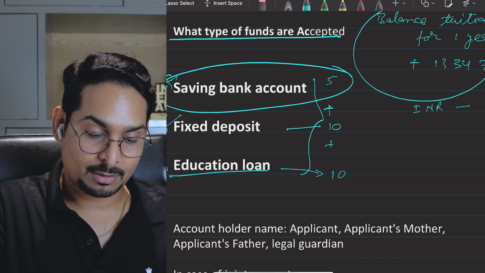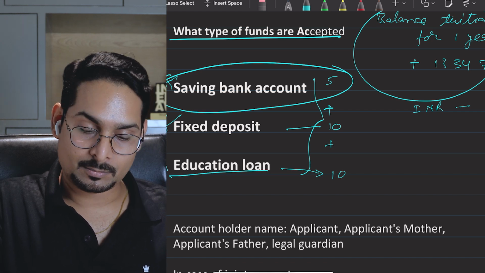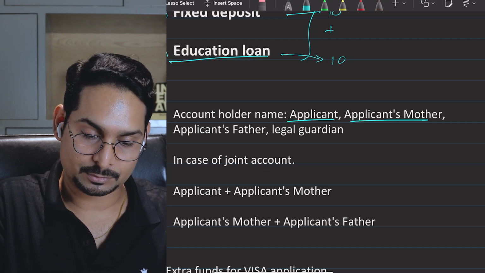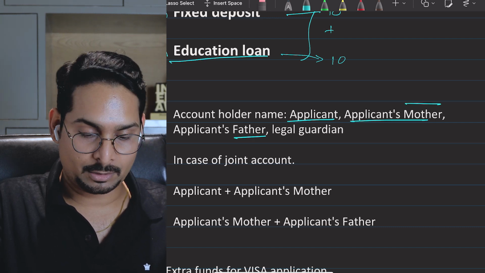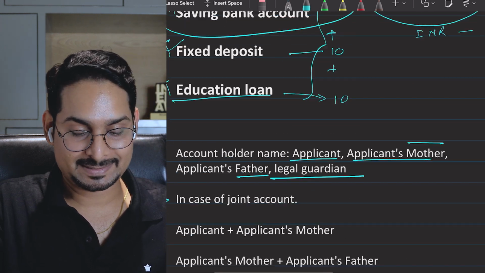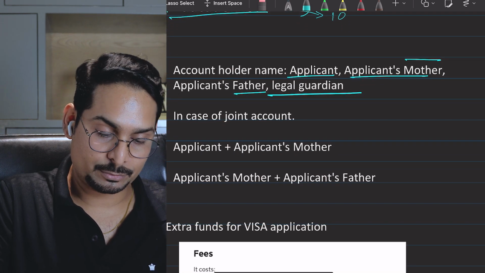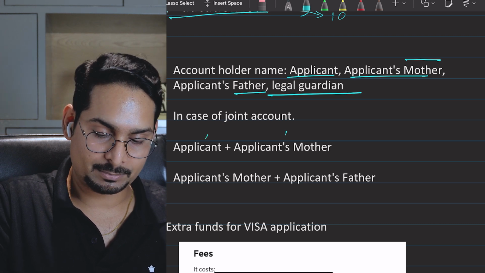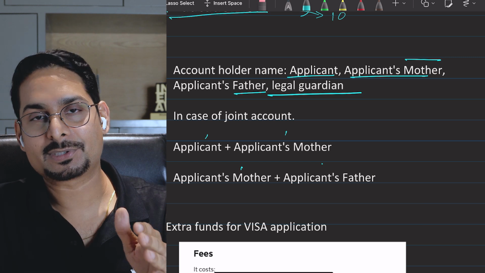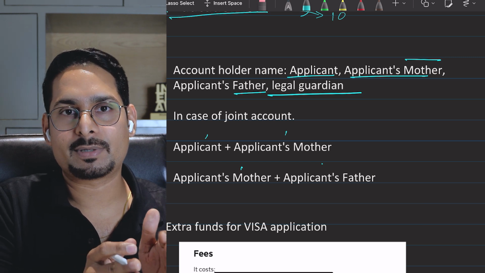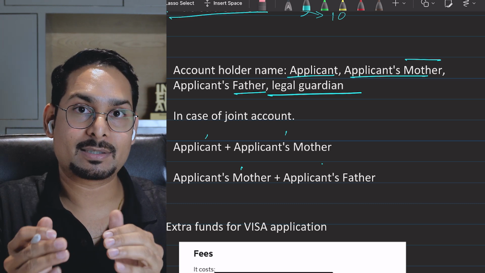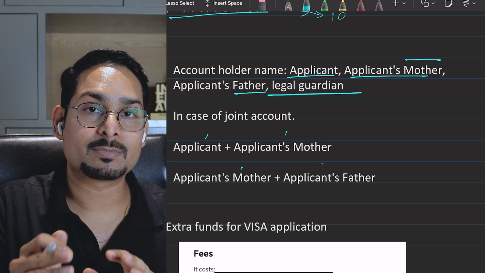If it is a saving bank account or fixed deposit, the account holder can be the applicant, that means you, or parents. So applicant's mother, applicant's father, or legal guardians are also accepted. In case of a joint account, it has to be amongst the applicant and parents or amongst the parents. It's fine. If the saving account is a joint account, maybe your father has a joint account with your sibling, and that saving account is shown for your maintenance funds, then you have a chance of rejection.